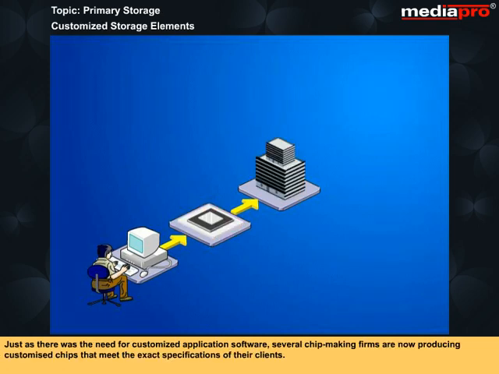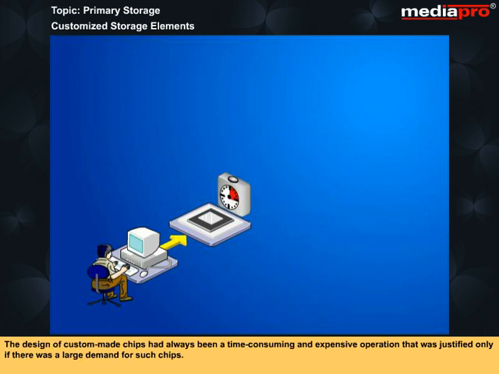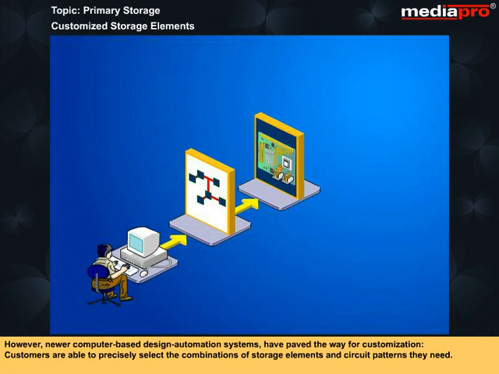Just as there was the need for customized application software, several chip-making firms are now producing customized chips that meet the exact specifications of their clients. The design of custom-made chips had always been a time-consuming and expensive operation that was justified only if there was a large demand for such chips. However, newer computer-based design automation systems have paved the way for customization.